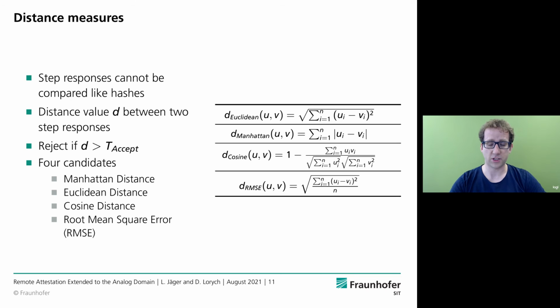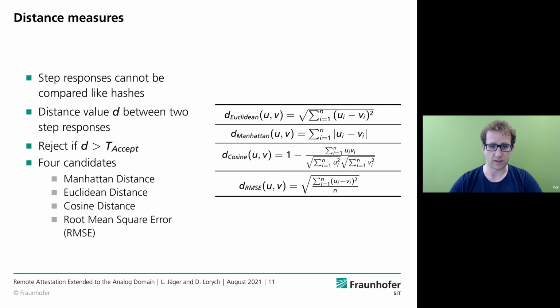Now, I've talked a lot about detection in the previous slides, detection of attacks, and the question is, how do you do that in an analog scenario? For a firmware scenario, this would be easy because you just compare the hash of the firmware with the hash of the unmodified firmware, and if they are equal, the firmware is unmodified. For analog values like the step response, you cannot do that because they are always subject to noise, and therefore we had to find a way of comparing step responses with each other in an analog domain and detecting attacks, but also not rejecting something due to noise.